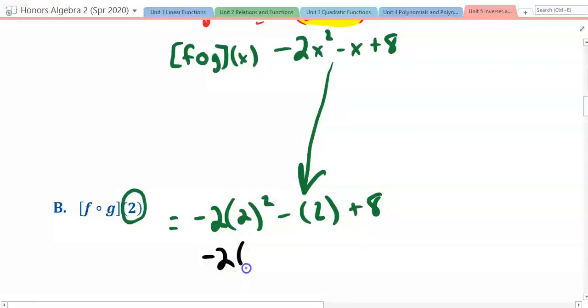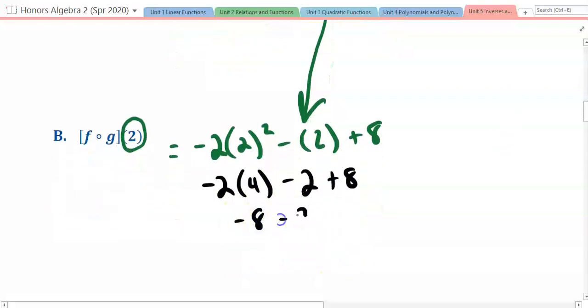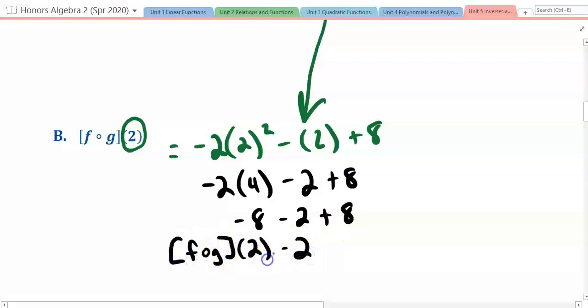And so negative 2 times the 4 minus the 2 plus the 8. This will give us negative 8 minus 2 plus 8. Negative 8 and positive 8 will cancel, and so I'm just left that f of g of 2 is equal to negative 2. Now, I told you there are two methods to solving this problem. Because I had already done the work of doing the composition, that's the primary method I'm going to use.